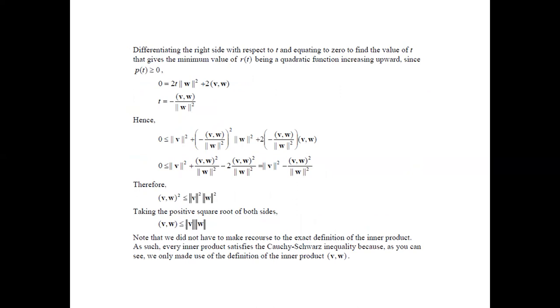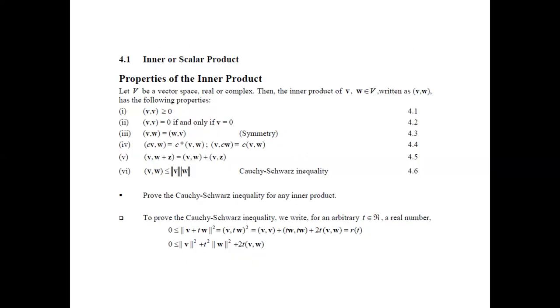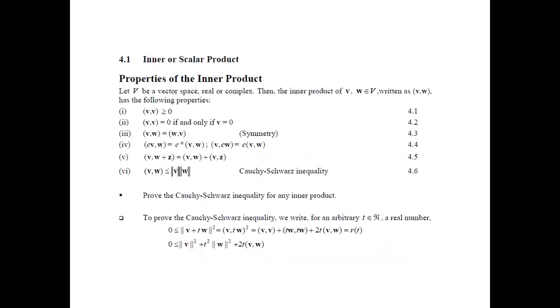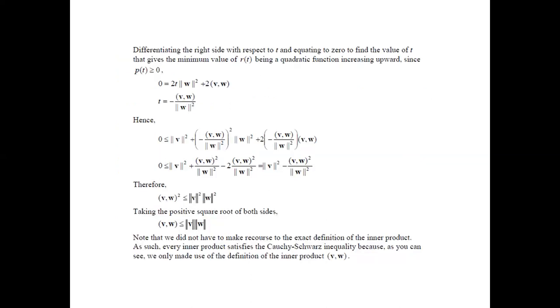P of t being a quadratic function opening upwards, since P of t is greater than or equal to 0. You carry out that differentiation. You define P of t as that expression on the right in the last expression on this page. So 0 will be equal to 2t norm of w squared plus 2 inner product of v and w. The differential of norm of v squared is, of course, 0. From this, we get t equals minus the inner product of v and w divided by norm of w squared. Hence, put this into our expression.